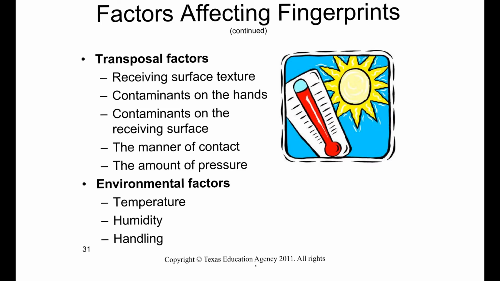What's actually on your hands? Some things leave better prints than others. Is there anything on the surface? Is there blood already on the surface, or oil already on the surface, or something like that? What type of contact was it? Did you mean to put your hand there, or did you accidentally put your hand there, or was your hand thrown there? That kind of thing.